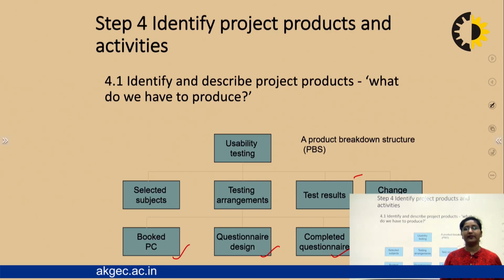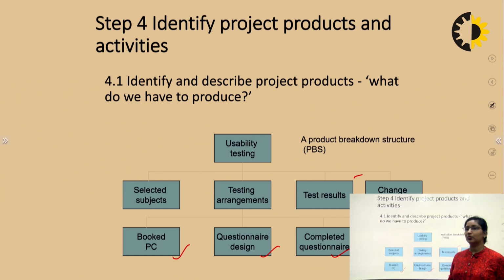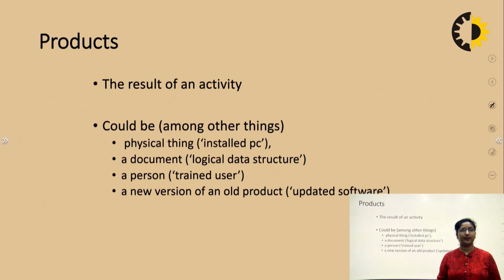So thereby we need to identify the PBS, that is the product that is going to be developed, and this whole PBS is going to help further. A product is the result of an activity. When the activity is completed, a product will be delivered. It can be a physical thing like an installed PC. It can be a document like a logical data structure. It can be a person like a trained user, or a new version of an old product like updated software.